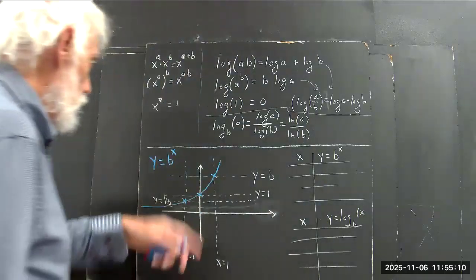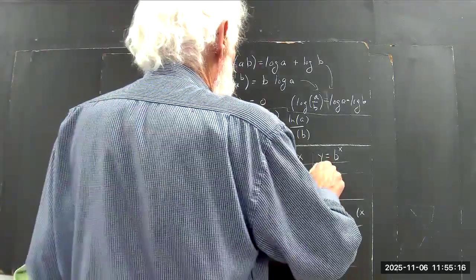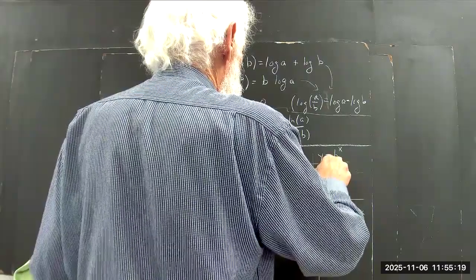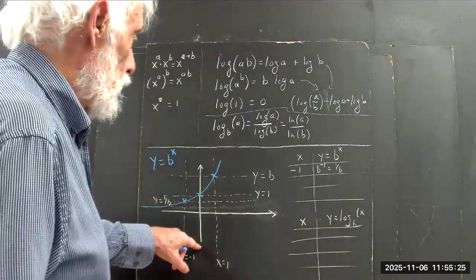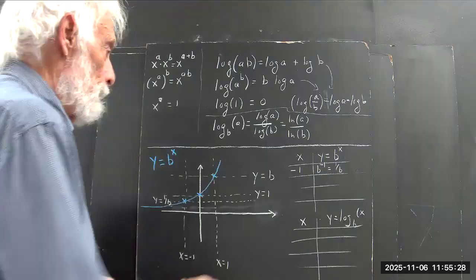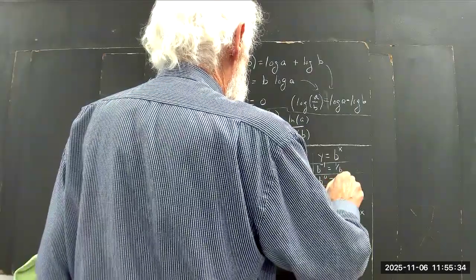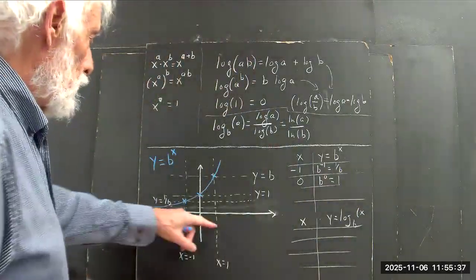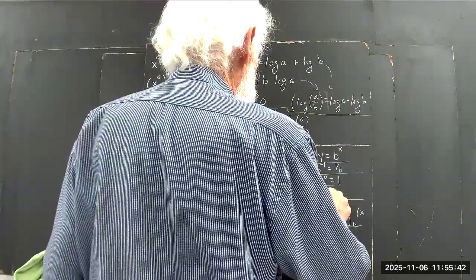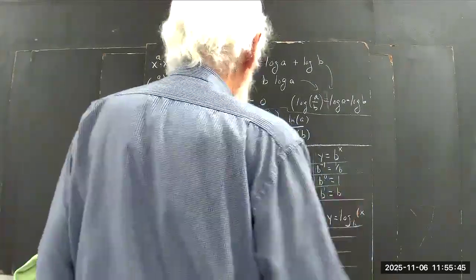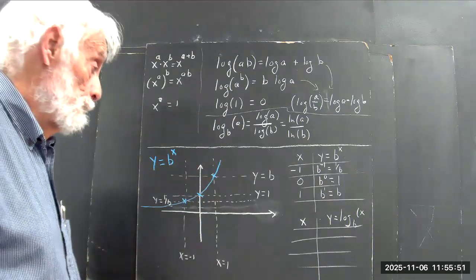And why does it take these values? When x equals -1, b to the -1 equals 1 over b. When x equals 0, y equals 1, because b to the 0 equals 1. When x equals 1, y equals b, because when x equals 1, y equals b to the 1, which is just b. With these 3 points, you can get a pretty good estimate of the way the curve goes.